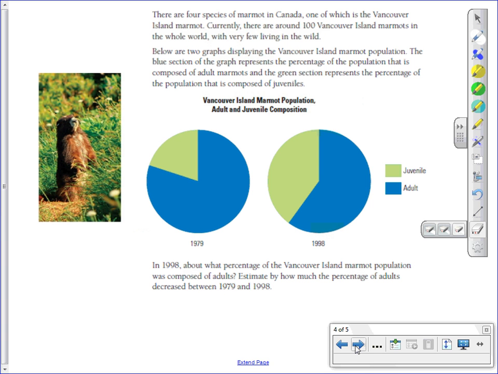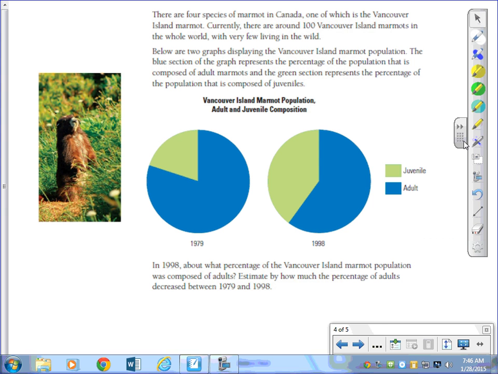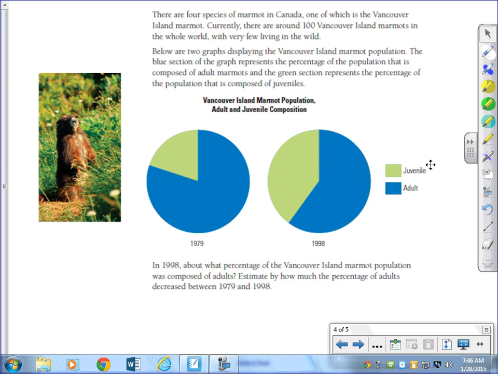You're also going to be asked to interpret your circle graphs. So in this case, these graphs refer to the marmot population and comparing adults to juveniles or young marmots. And you can see that in 1998 there are less adults than there was in 1979. And this question is, well, what percentage would you say was composed of adults? And how would you figure that out? How would you estimate that?